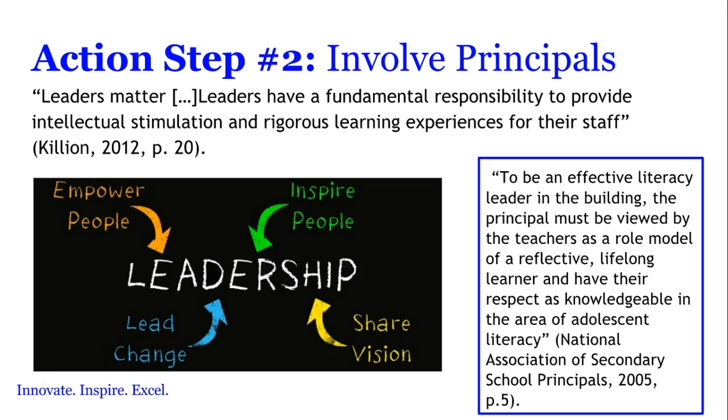Leaders matter. Leaders have a fundamental responsibility to provide intellectual stimulation and rigorous learning experiences for their staff. In the NASSP article, I quote, "To be an effective literacy leader in the building, the principal must be viewed by the teachers as a role model of a reflective, lifelong learner and have their respect as knowledgeable in the area of adolescent literacy."